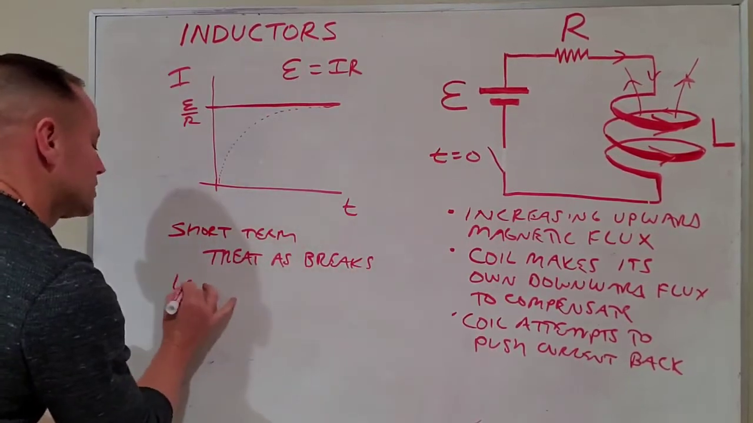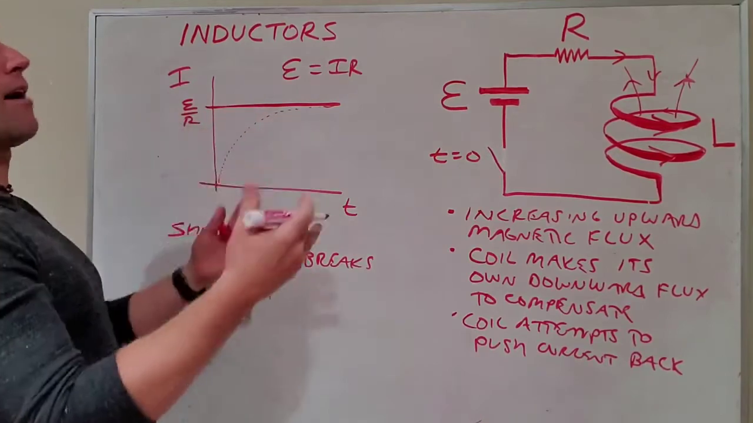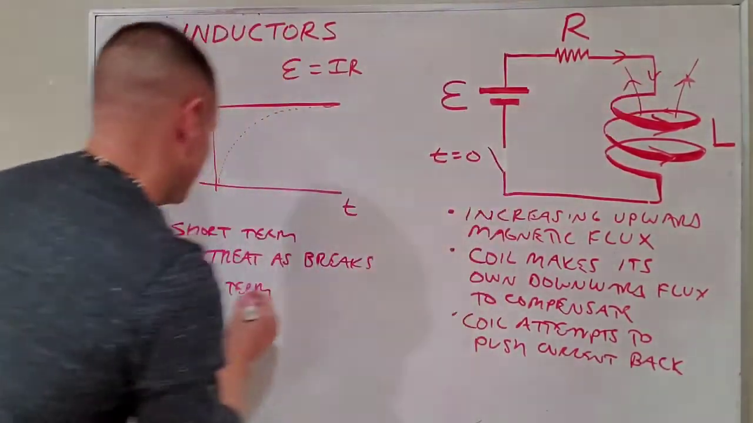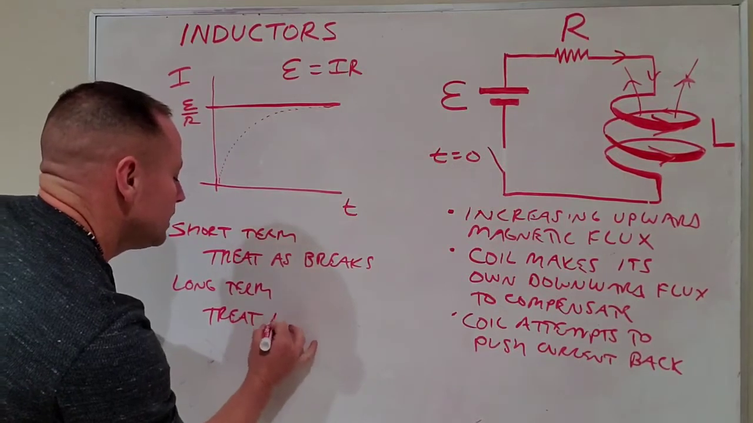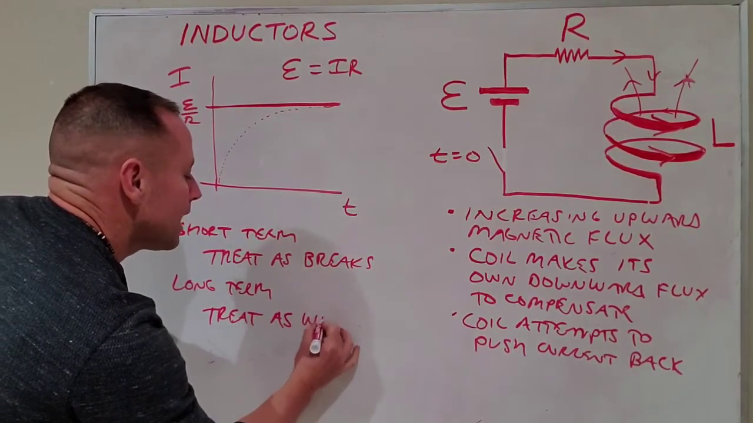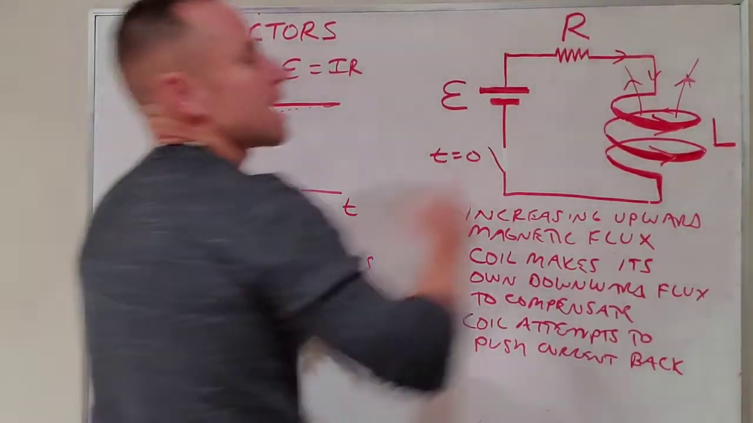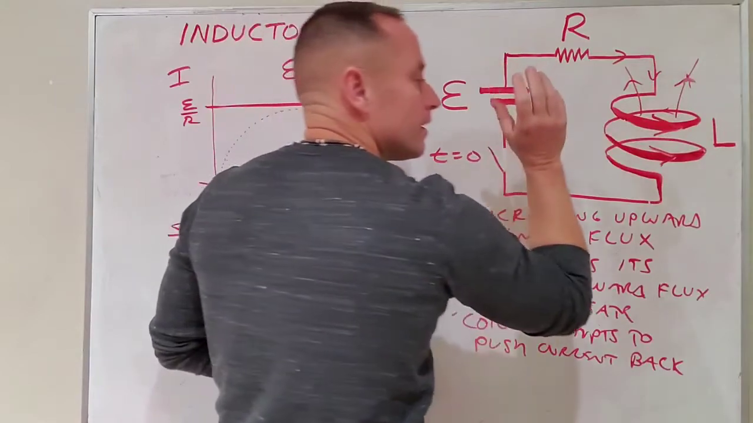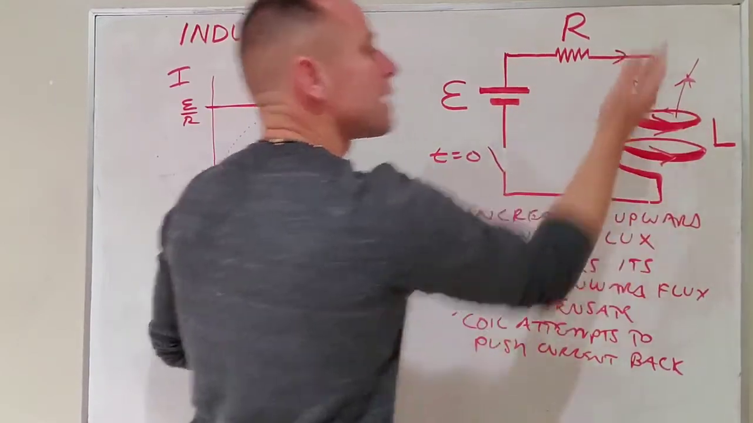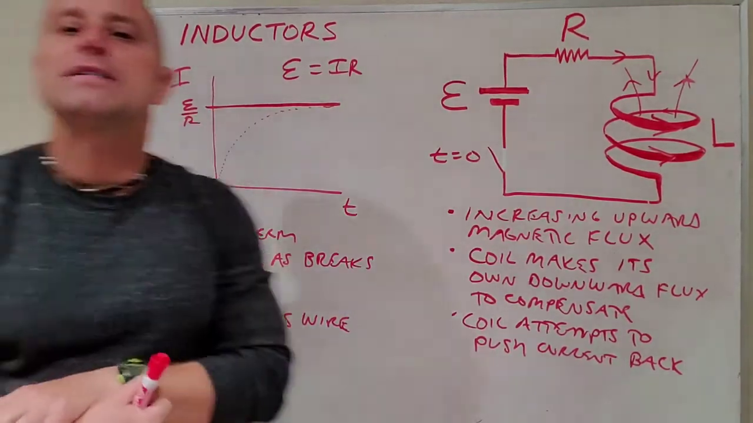And then in the long term, things have settled down, and so then they just behave like a wire. These things are really only active when the current is changing, because that would mean that you're making some kind of a change in flux in this thing, and the device itself, the inductor, will respond in order to fight the change, right? So that's kind of the basics with an inductor.